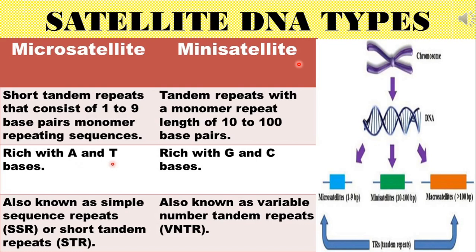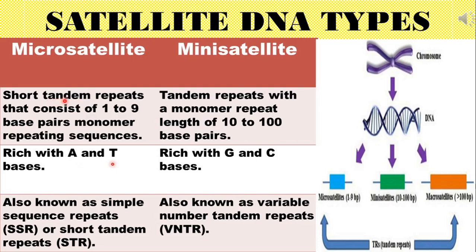Now, before going into the second approach, it will be better if we understand what satellite DNA is. Satellite DNA are short sequences of DNA which get repeated. Suppose ATGC, and the next 4 bases are again ATGC, again ATGC, again ATGC. This is an example I'm giving.